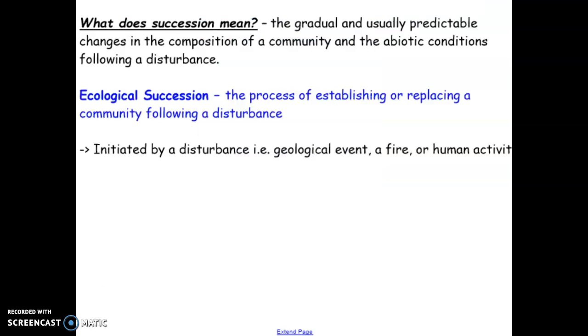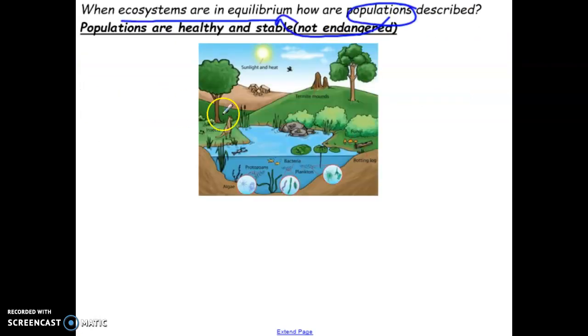What we're going to talk about today is something called ecological succession. This term succession means a gradual, predictable change that happens over a long period of time. More specifically, the succession we're talking about is the composition of a community in an ecosystem and the abiotic conditions following a disturbance. When we're talking about equilibrium, right now there's no disturbance. Everything is in a natural balance.